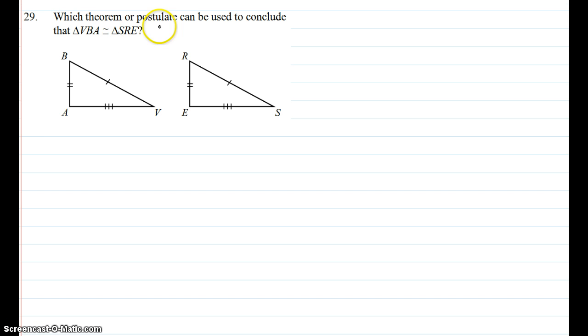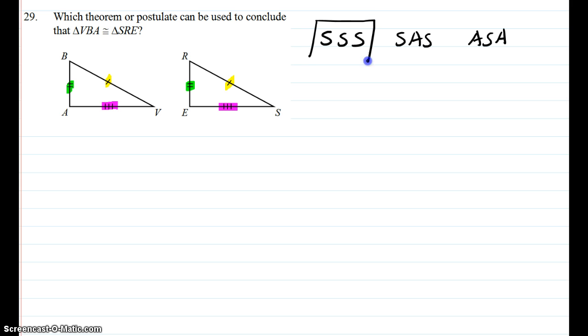And 29, which theorem or postulate can be used to conclude that the two triangles are congruent? Again, we have our three choices: side, side, side, side, angle, side, angle, side, angle. So from the picture, we have this side congruent to this side, congruent to this side, congruent to this side. This one's pretty straightforward. It's just going to be side, side, side.